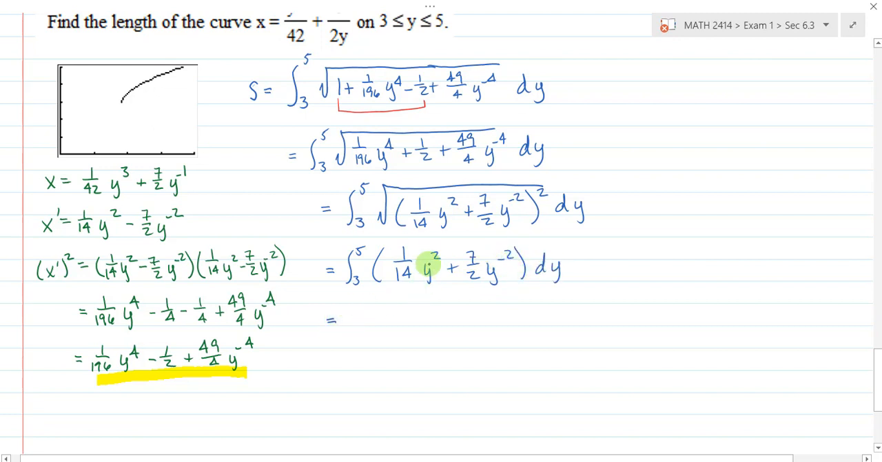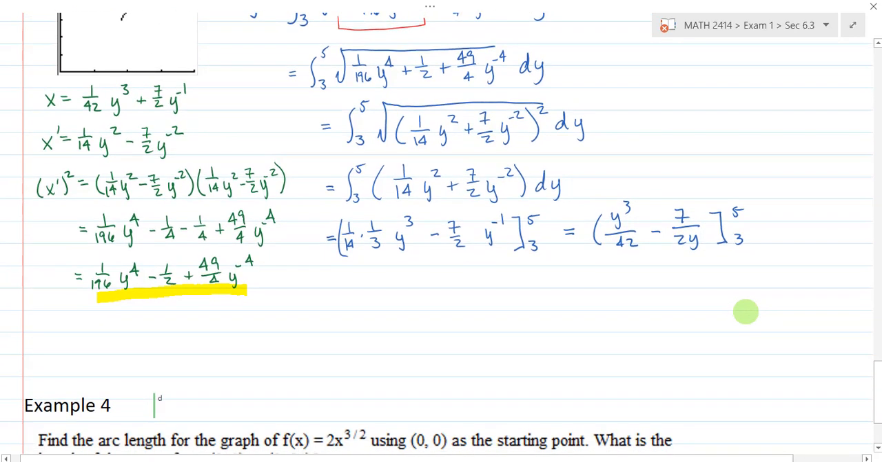So when we integrate this, we add 1 to the exponent. That's going to give us y to the third. And then I've got 1/14, divide by the new exponent, and that's the same as multiplying by 1/3. Plus, and then I add 1 to the exponent, which is going to give me y to the negative 1, divide by the new exponent, which is going to make this minus 7/2, and then we evaluate it from 3 to 5. So I can clean this up. 14 times 3 is 42, so it's going to be y cubed over 42 minus 7 over 2y from 3 to 5.